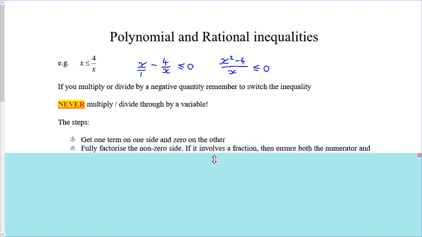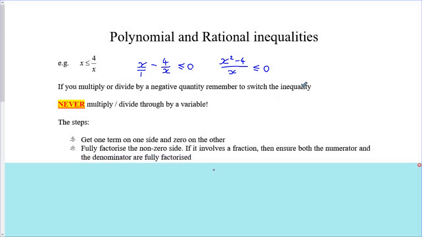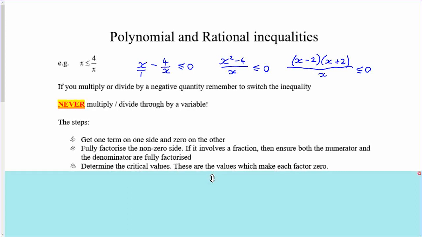Okay, fully factorize the non-zero side. If it involves a fraction, then ensure both the numerator and the denominator are fully factorized. So now this will go to (x minus 2)(x plus 2) over x less than or equal to 0. Okay, then it says determine the critical values. These are the values which make each factor 0. So 2, negative 2, and 0, right? 0 being the value that makes the factor on the denominator 0.